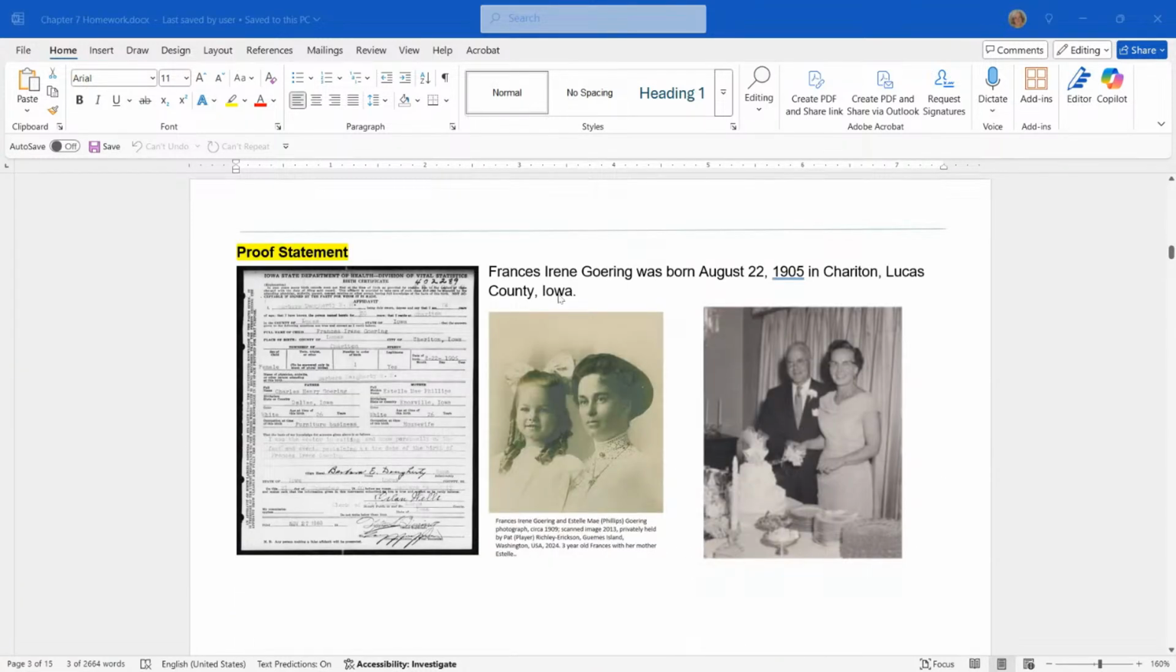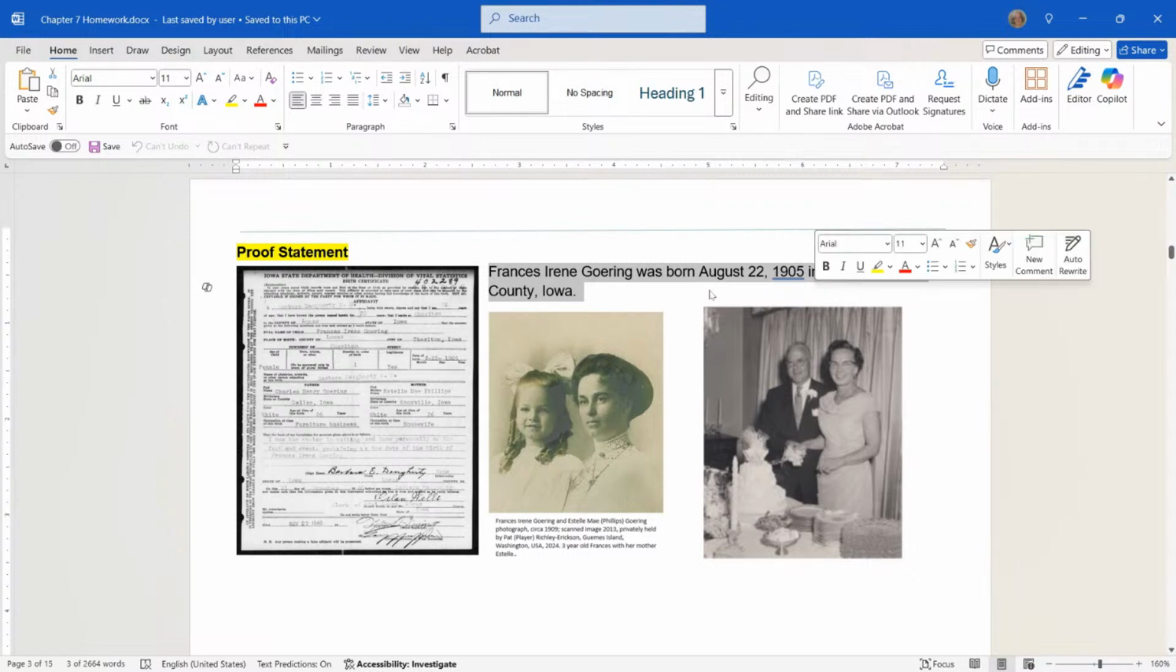So I have a proof statement, which is just that Frances Irene Goring was born August 22nd, 1905 in Chariton, Lucas County, Iowa. And if I were to insert a footnote, I would cite that delayed birth certificate signed by the doctor who delivered her.